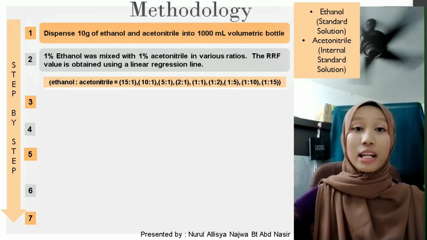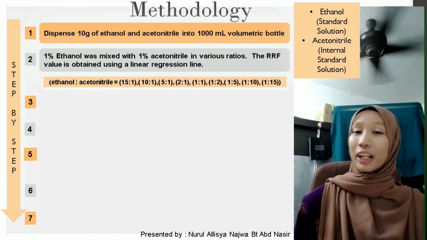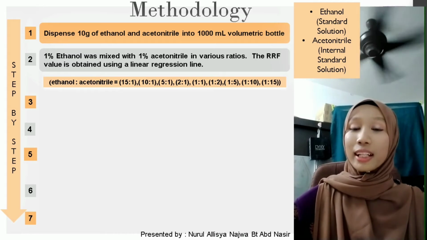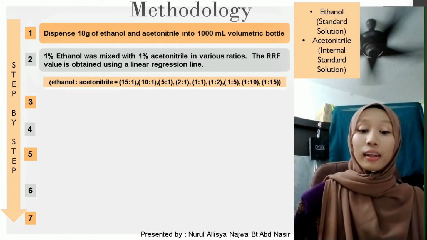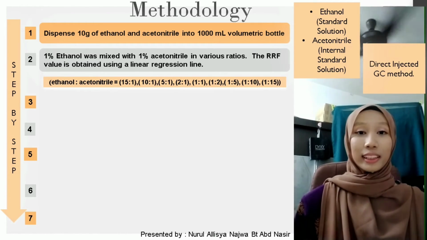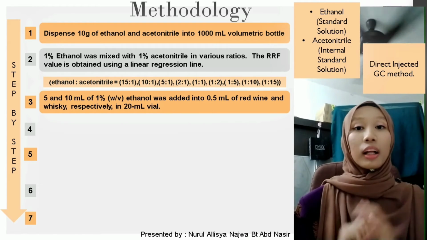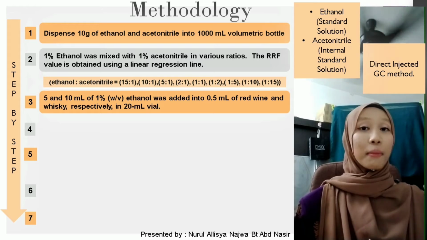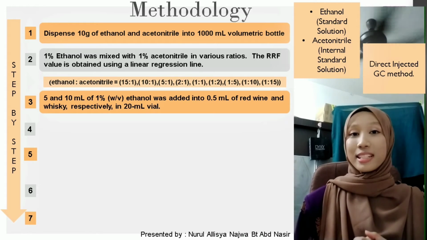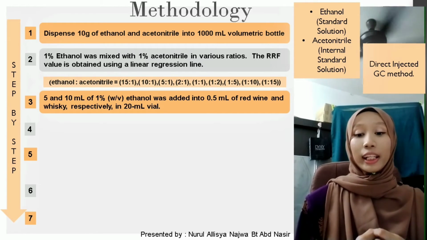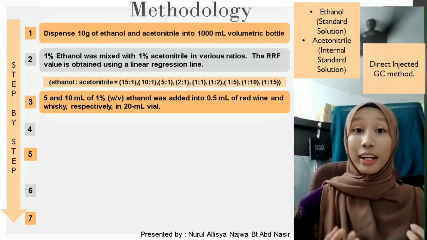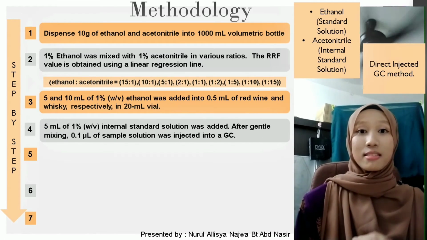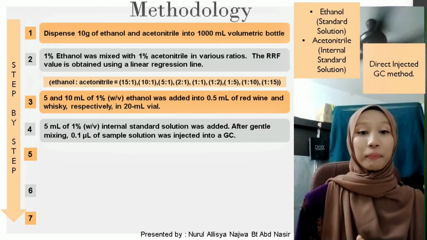The RRF value is calculated by generating a linear regression line to be used in the equation. Ethanol content is determined by using the direct injected GC method. 5 and 10 ml of 1% ethanol was added into 0.5 ml of red wine and whiskey respectively in a 20 ml vial. Then 5 ml of 1% ethanol standard solution was added.